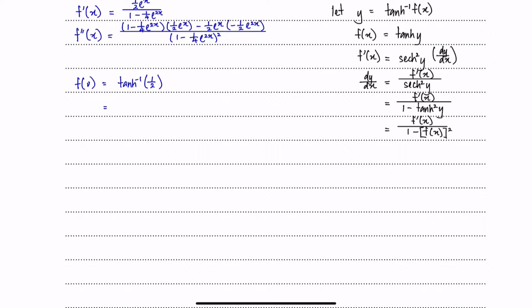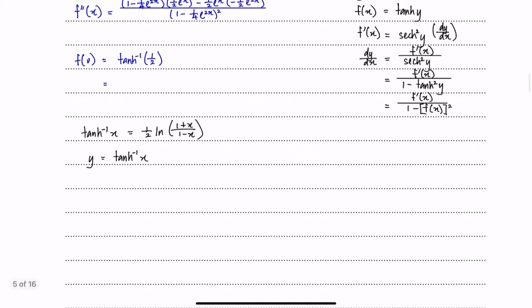So arctan x is actually half of ln of (1 plus x) over (1 minus x). So to prove it, we first let y equal arctan x, and x will be tan y.